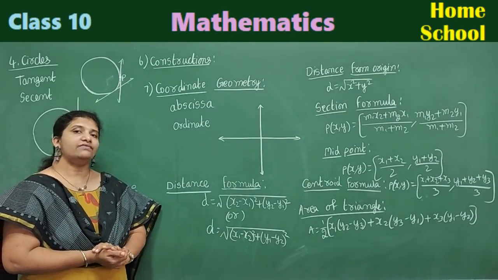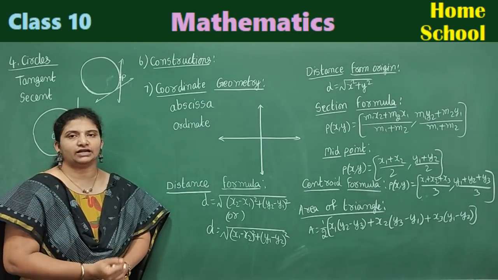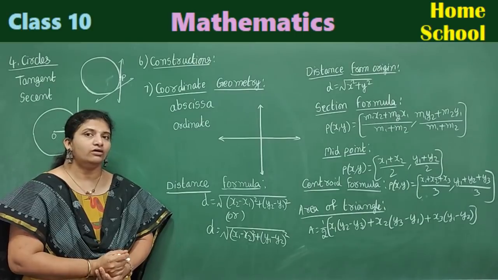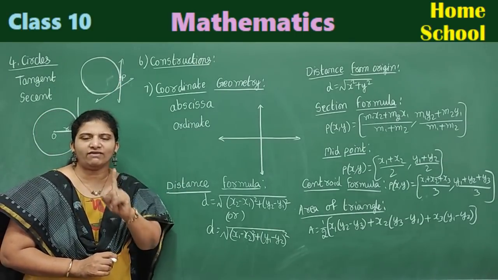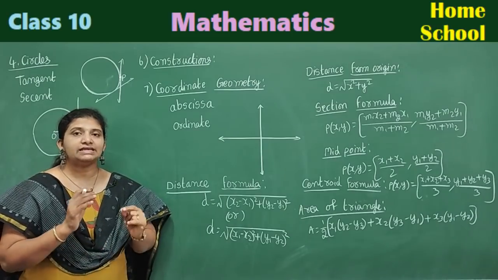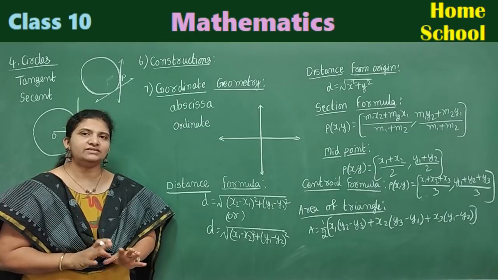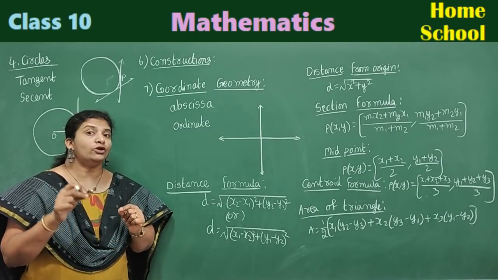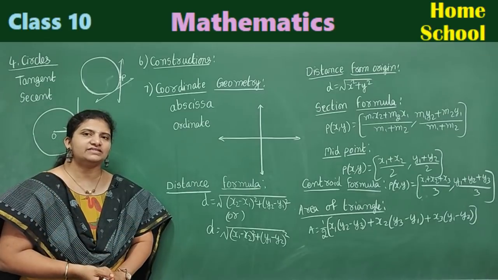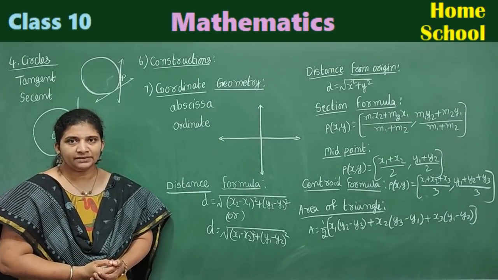Okay. And if the question is from a point on a circle, how many tangents can you draw? From any point on a circle, you can draw only one tangent. See the difference of what I am saying. To a circle, how many tangents? Infinitely many tangents you can draw. From a point on a circle, how many tangents? Only one tangent. Okay, is this clear?